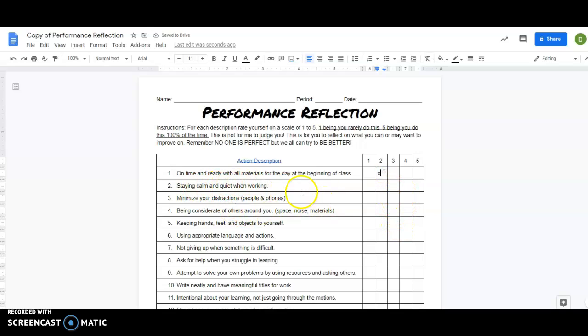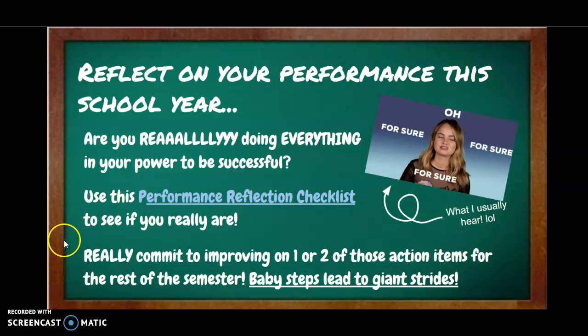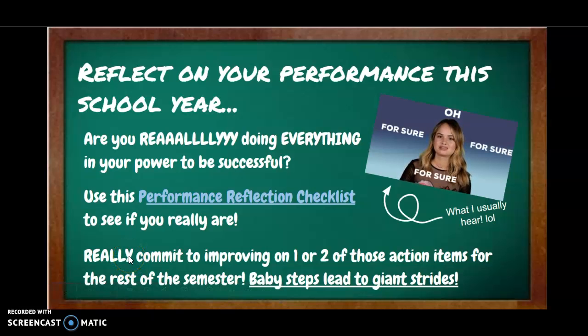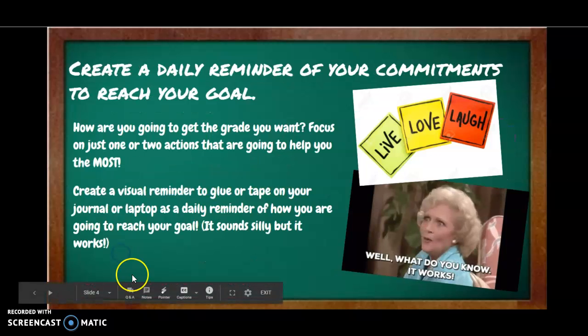Do you really stay calm and quiet when you're working? You know, if you're like, yeah, I'm on top of things, so I make a 4. And so this is just going to be a reflection for you to see maybe what you need to improve on, what you're already doing very well with, to help you set those goals and make an action plan so that you can get those grades that you really want to make. So we want you to really commit to improving on 1 or 2 of those action items for the rest of the semester, because baby steps can lead to giant strides.